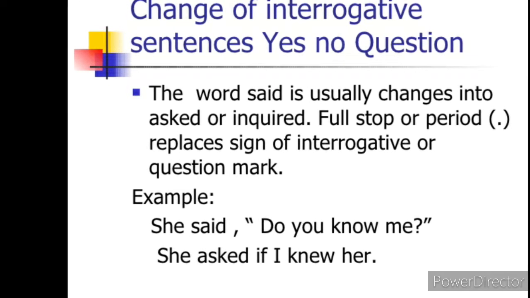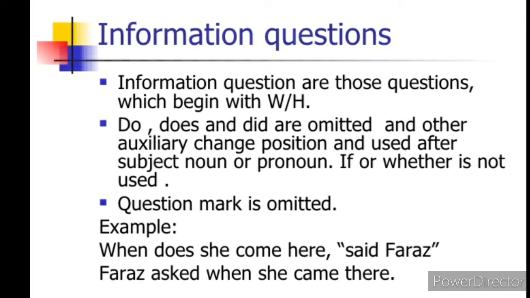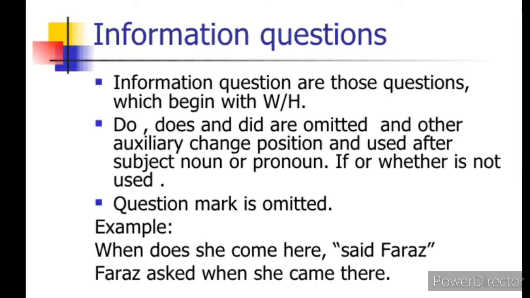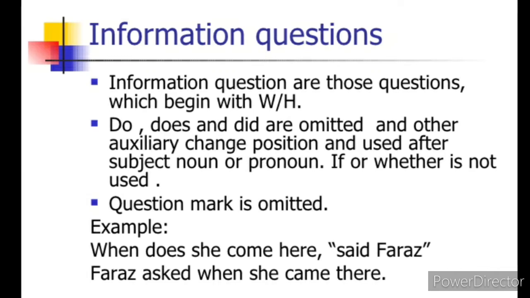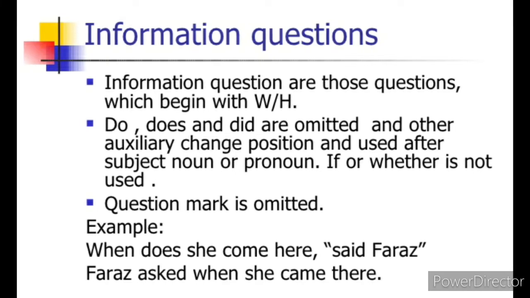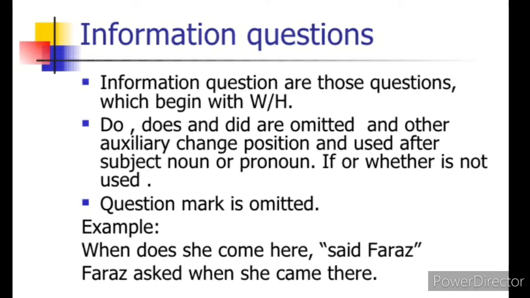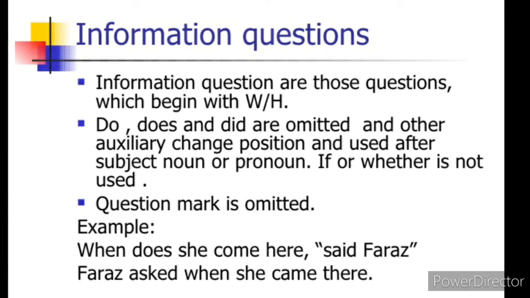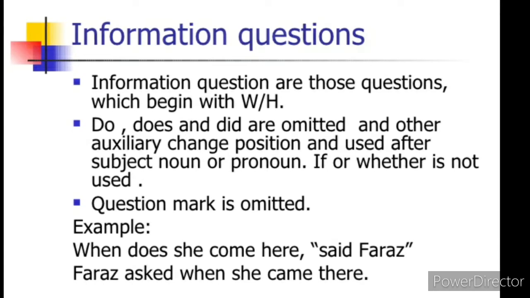Dear students, we are going to discuss information questions. Information questions are those which begin with the WH family. Do, does, and did are omitted, and other auxiliaries change position and are used after the subject, noun or pronoun. If or whether is not used in question word sentences. The question mark is omitted. In place of if or whether, we use the question word. For example, "When does she come here?" He asked when she came here.